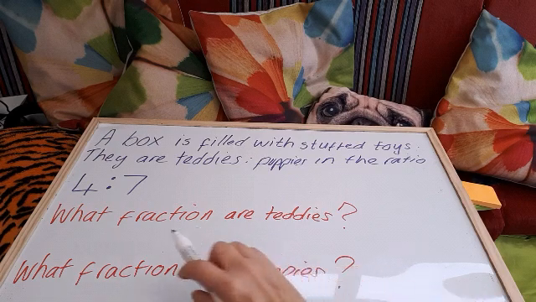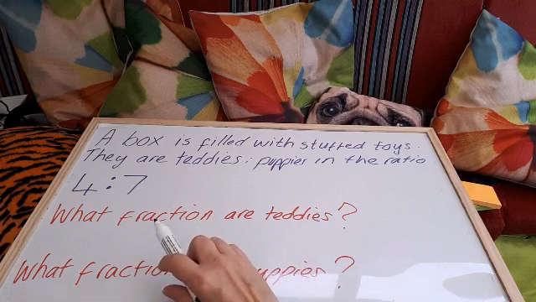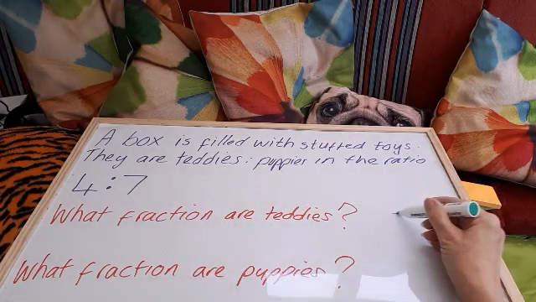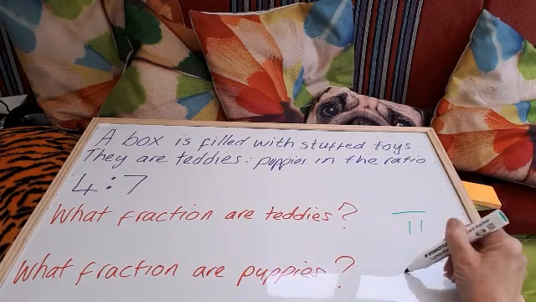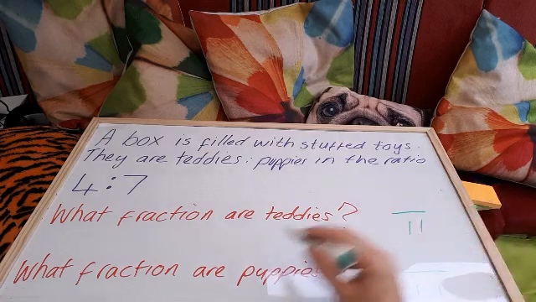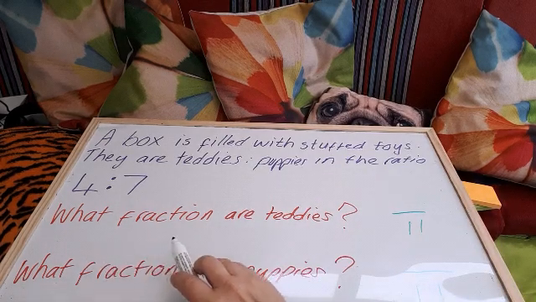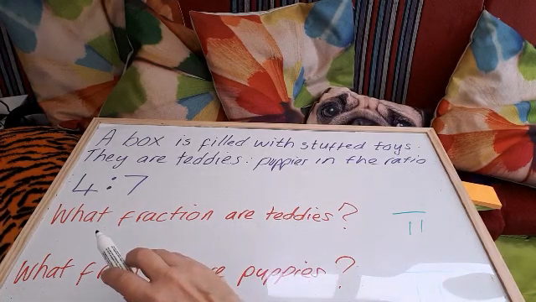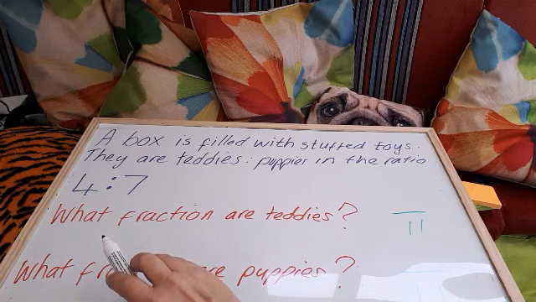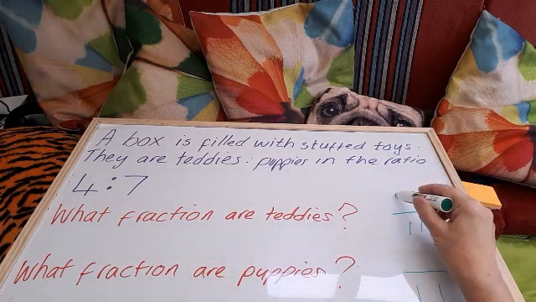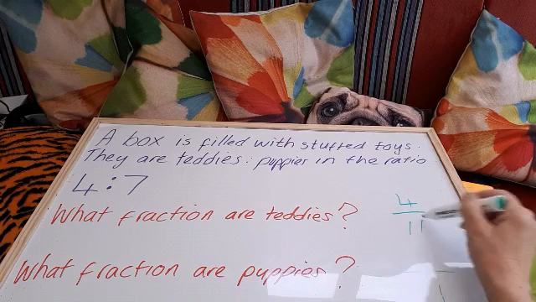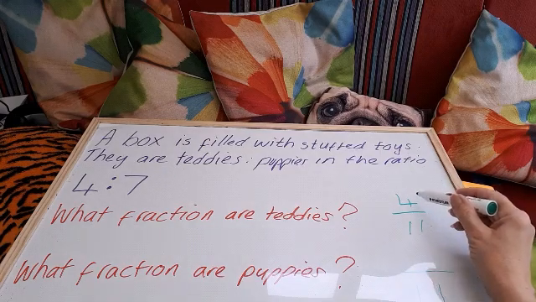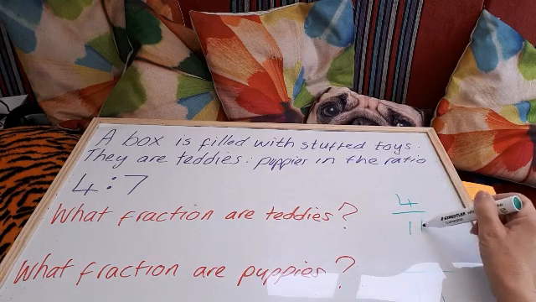So I'm going to add 4 and 7, which means the denominator for both of my questions is 11. Because this one says, what fraction are teddies? Okay, so we know that teddies comes first, that's 4, and we know there's 7 in total. So for every 11 toys, 4 are teddies. 4 out of 11 toys are teddies.